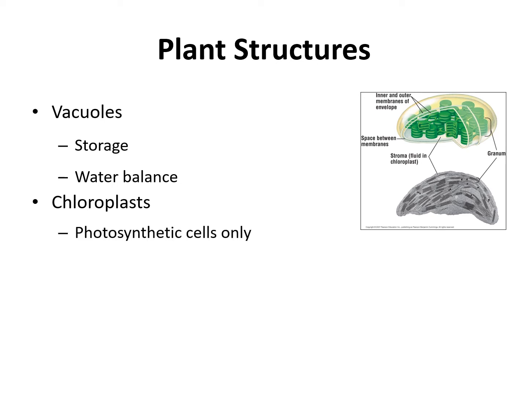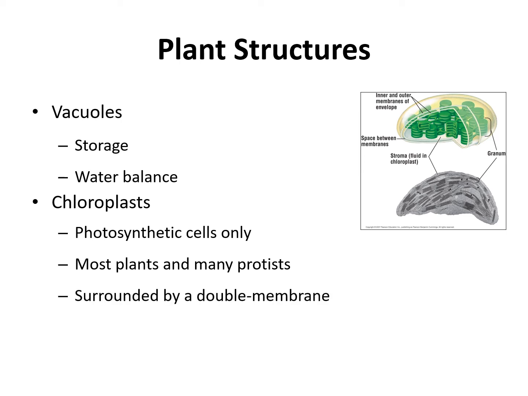So you only find those in cells that perform photosynthesis, which are most of the plants and many of the protists. A chloroplast is surrounded by a double membrane, and it also contains its own small circular piece of DNA and its own ribosomes.